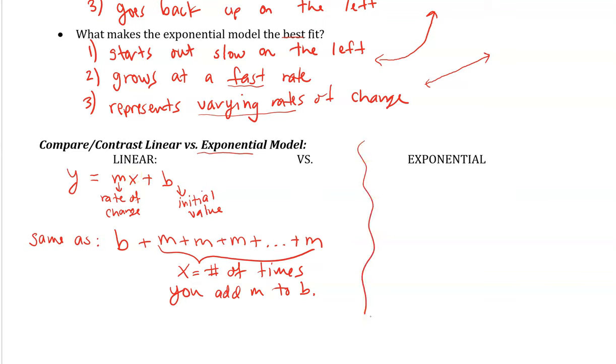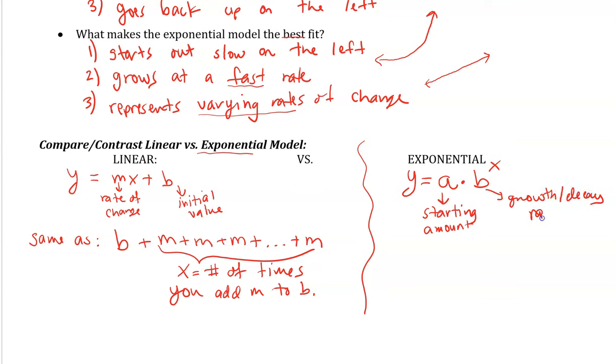And then if you take a look at exponential, in our Desmos activity, we learned that this setup is our generic exponential model, where A represents our starting amount, or initial value, and B represents that rate of change, the growth or decay rate.